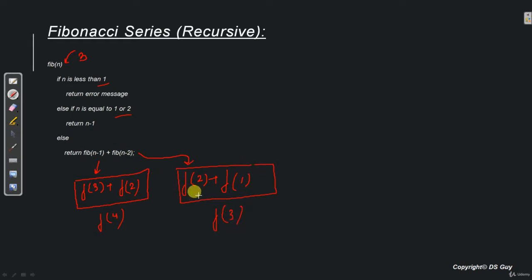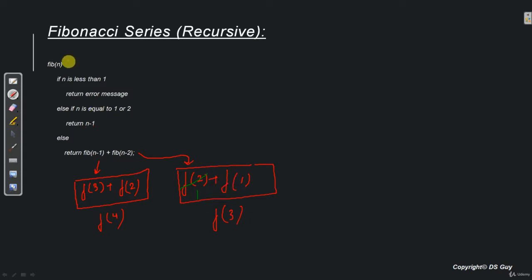Now incidentally, we don't even know the value of Fibonacci 2 or Fibonacci 1. So we have to again do a recursive call. We put 2 over here and say if n is less than 1, no. If n is equal to 1 or 2, yes, it is equal to 2. So return n minus 1. So it will return a 1. So instead of f of 2, we replace it with 1. That is 2 minus 1. Now it tries to solve f of 1.